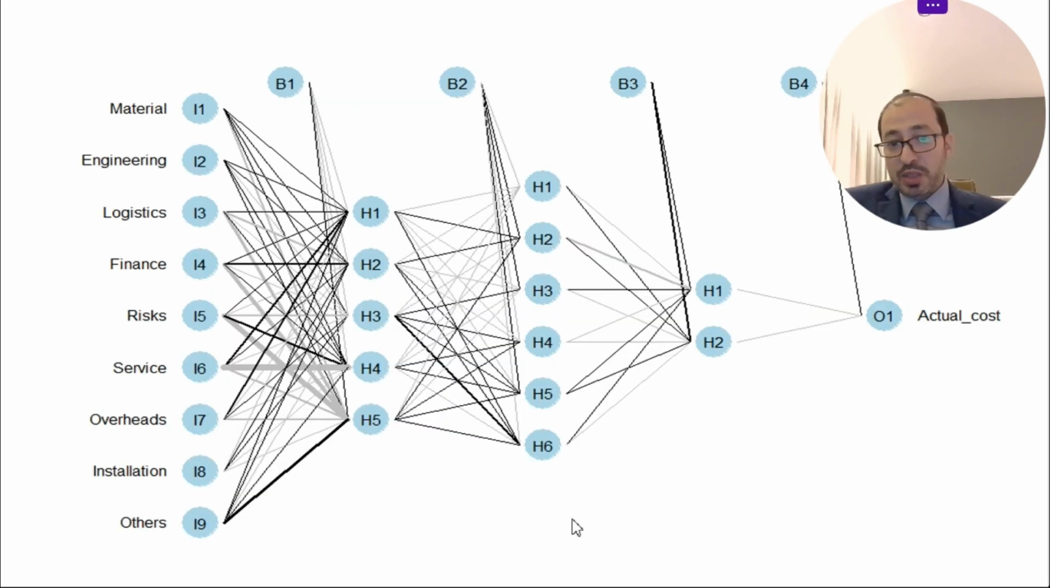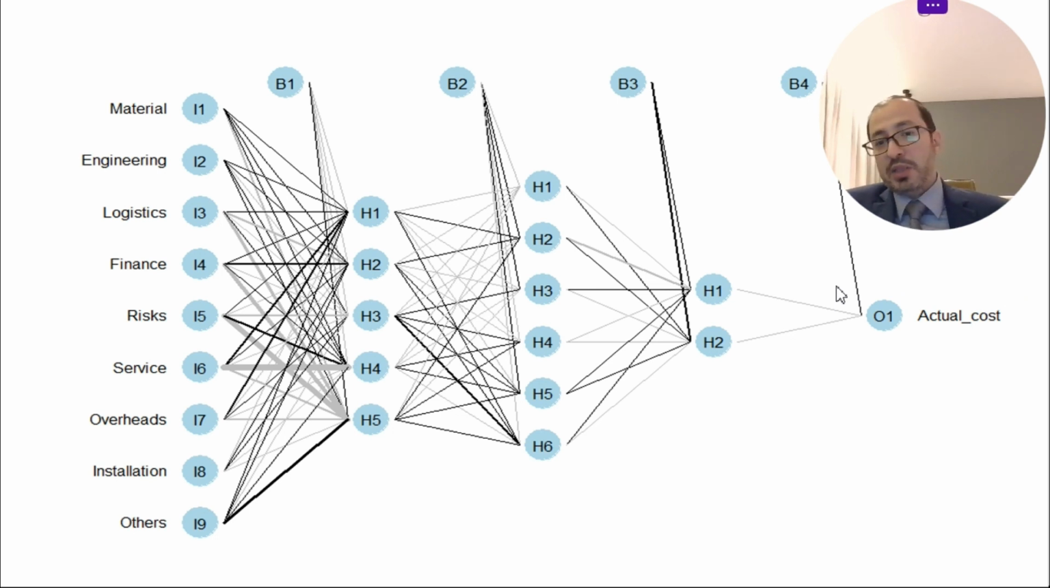So I built different models, and here is one example of an artificial neural network. We have 9 inputs as stated, and in this particular model we have 3 hidden layers. In the first hidden layer we have 5 neurons. In the second hidden layer we have 6. In the third we have 2, and we have the outcome, which is the actual cost.